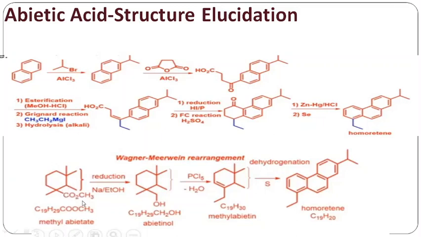Carboxylic acid converts into methyl abietate, which on reduction converts into the alcohol abietanol. On reaction with phosphorus pentachloride it undergoes Wagner-Meerwein rearrangement, resulting in the formation of methyl abietine, as you can see here. Finally, this methyl abietine on dehydrogenation with sulfur forms homoretene, of the formula C19H20. Thus if we assign the position of the carboxylic acid at position 4, all the reactions of the above flow chart can be explained. So the carboxylic group is present at the 4th position.